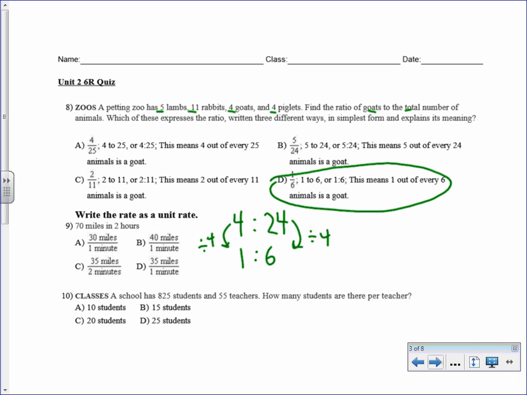70 miles in 2 hours. Most of you did this in your head. It's unit rate. So it can't be 2 minutes. It's got to be one of these. We're going to go to 1 hour, right? Because all of these, and by the way, these should say hours. But how do you get from 2 to 1? Divide by 2. What's 70 divided by 2? 35. Answer's D.